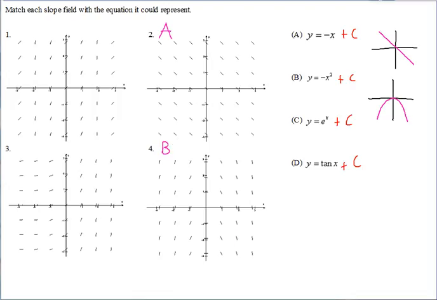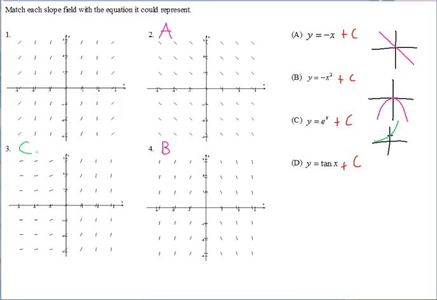And then y equals e to the x, remember basic exponential graph, goes through the point 0, 1. Curves up like that. So we can see, well, this one, kind of, but not quite there. This one, we can see it has a common shape there. That would be C.